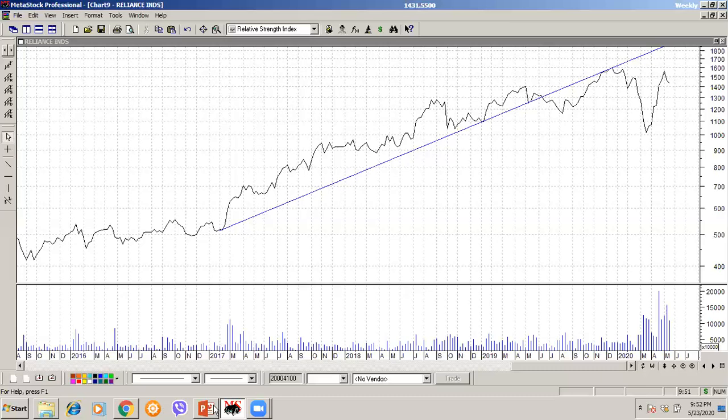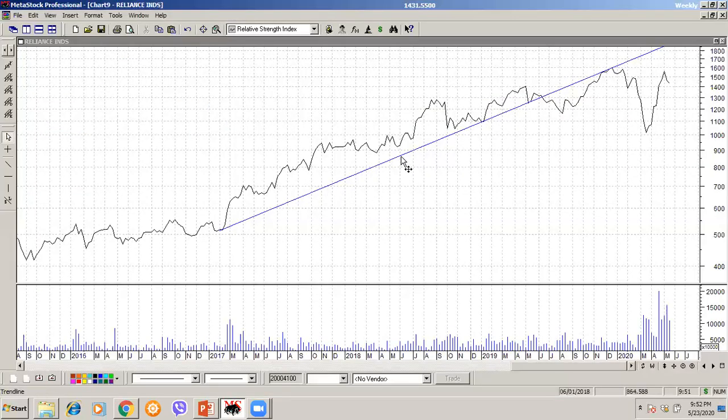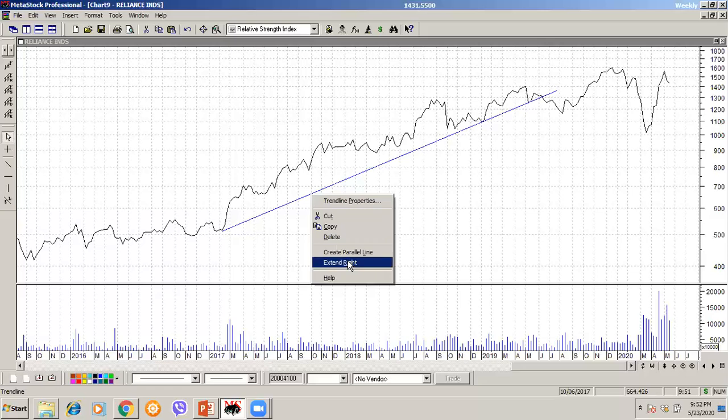Now there's another point written out here. I will come to that. Keep extending trend lines into the future. A lot of people draw trend lines like this: point one, point two, and then I just draw it. A breakdown comes, Reliance is bad, now Reliance goes up, forget it. What I say is whenever you draw a trend line, just keep it extending into the future.